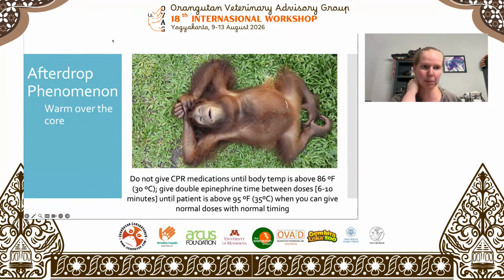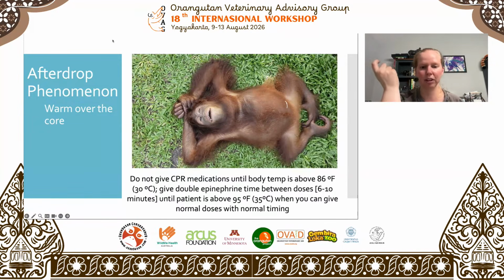And we also have to keep in mind that if we're doing CPR or giving any medications, a lot of medications don't actually work in a really cold body. They just don't bind to the receptors that they need to. And so atropine and epinephrine don't really work below 94 degrees Fahrenheit very well.